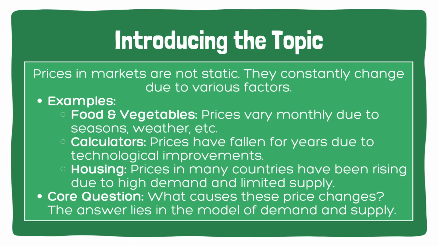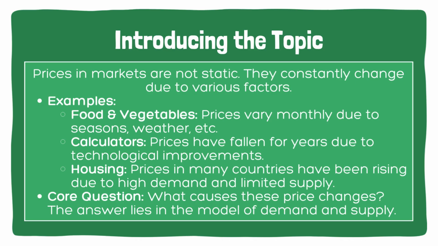Prices in markets are never constant. They are always changing due to a variety of factors. For instance, the prices of food and vegetables often rise and fall each month depending on the seasons and weather. The prices of calculators have dropped over the years because of technological advancements, while housing prices in many countries continue to rise because demand is high and supply is limited.